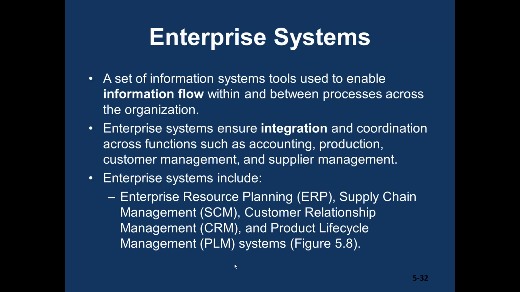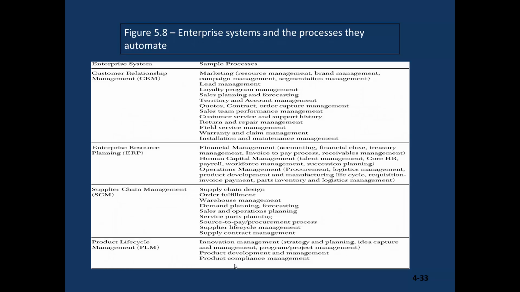We're trying to enable information flows within and between processes in the organization. In the past, years ago, and in some organizations today, each business area, each department has a separate system, and there may be a lot of redundancy in terms of data that's being stored, collected, and requested from customers or even employees. We have some sample processes that might be involved in each of these systems. This is part of Figure 5.8 in your textbook, so I encourage you to take a closer look at that.